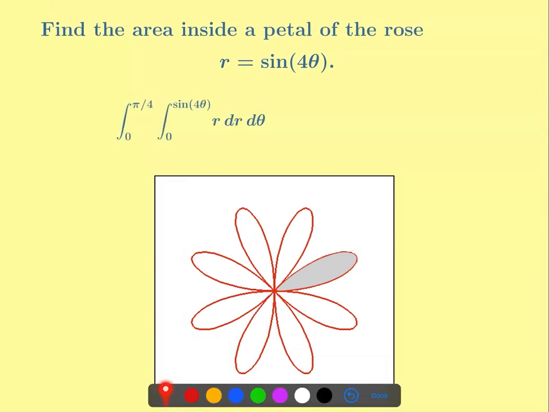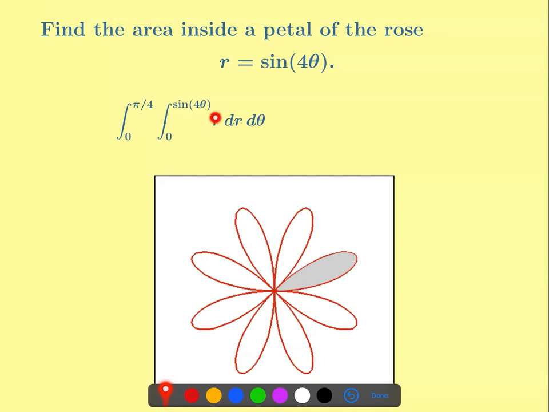So we set this up, putting theta between 0 and pi/4. And then we need to see what's happening with r. Well, for each fixed theta, r goes from the origin to the curve. So we're starting at r equals 0 and going all the way out to our curve, which is r equals sine of 4 theta. So the limits of integration are from 0 to sine of 4 theta. Again, r is going from the origin to the curve, sine 4 theta.